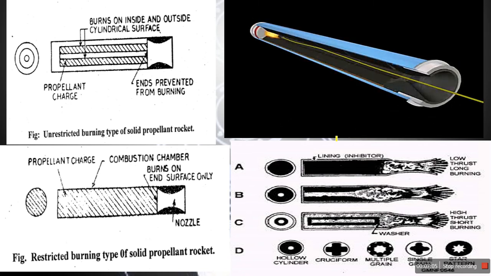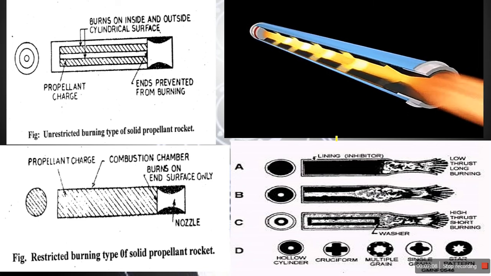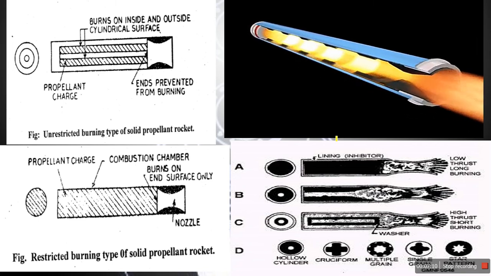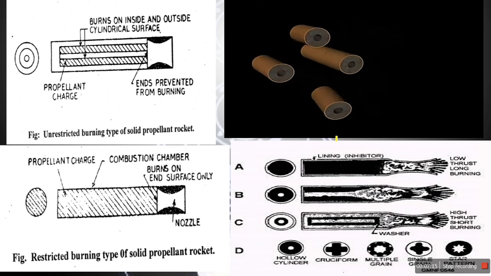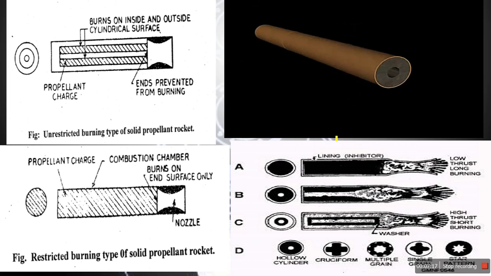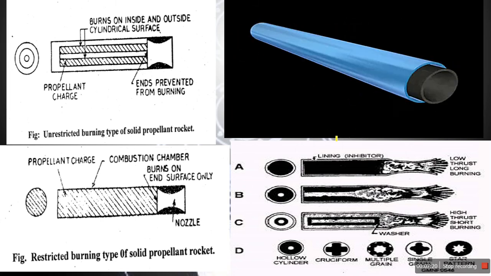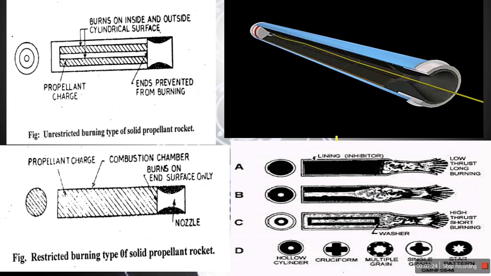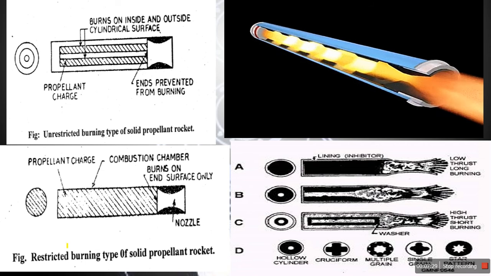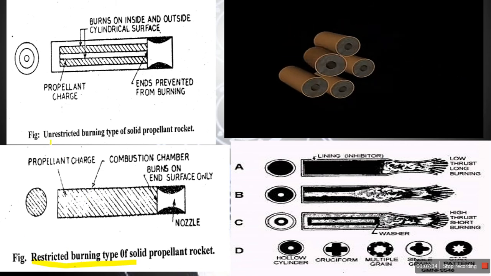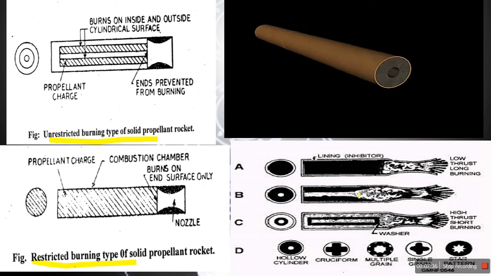If you see in the animation, there is one barrel filled with some solid grains. What is the material of those grains? We will see in further slides. It is nothing but what we call a propellant, the combination of fuel and oxidizer. It burns like a cigarette. The solid propellant is again classified into two groups, restricted burning and unrestricted burning. What is the purpose of restricted and unrestricted? We will see in a further slide, no problem.